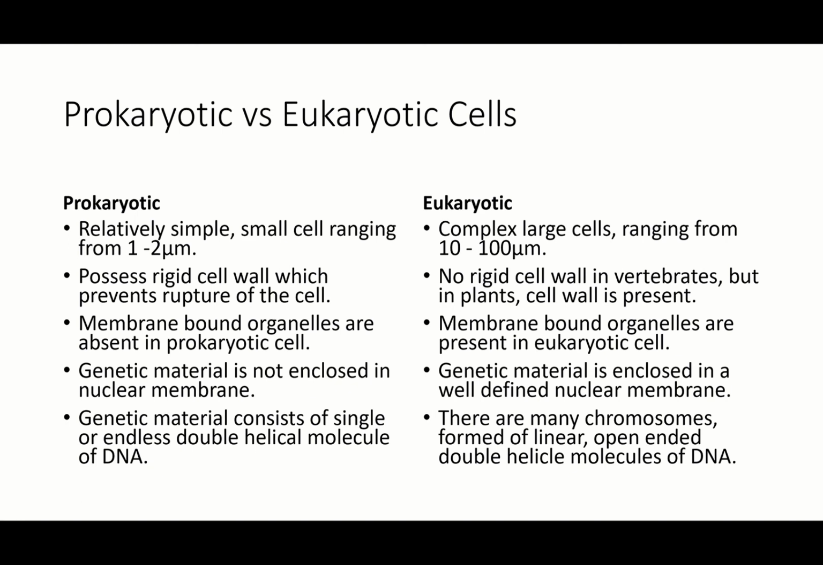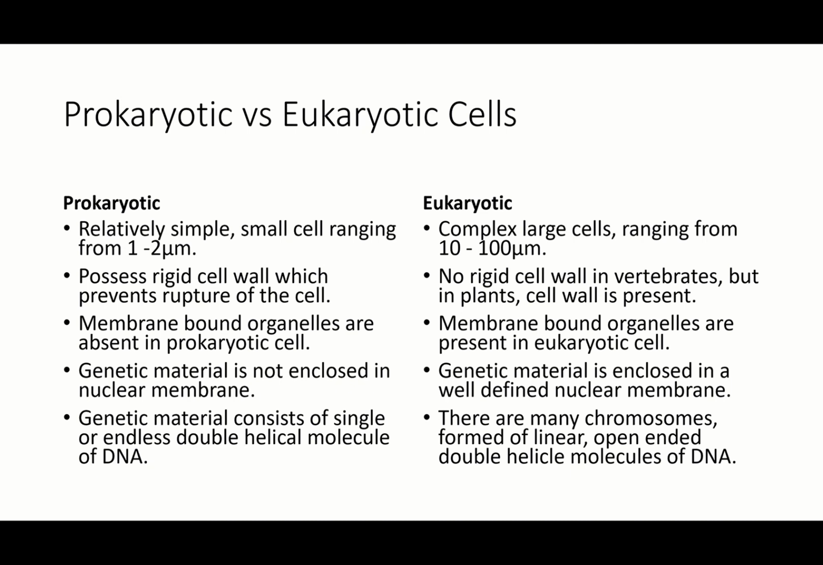Prokaryotic cells are relatively small and simple. They range from 1 to 2 nanometers, which is quite a small scale for life to exist. They possess a rigid cell wall which prevents rupture of the cell, and they don't have membrane-bound organelles. They're absent in prokaryotic cells. Genetic material is not enclosed in a nuclear membrane. This means their DNA is just floating around in their cytosol, and the genetic material consists of a single, endless double helical molecule of DNA. This means they're relatively simpler.